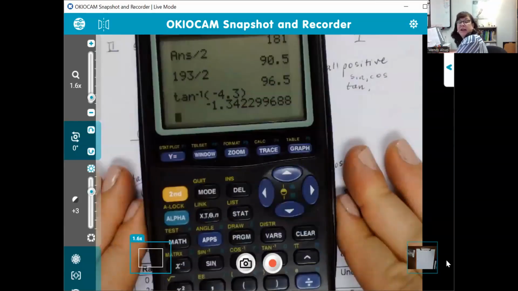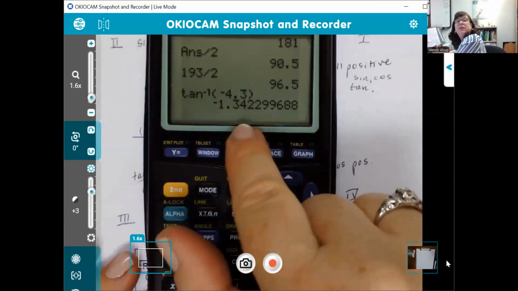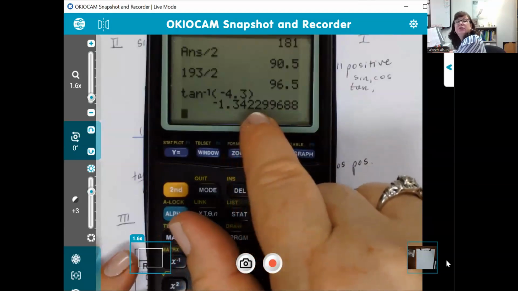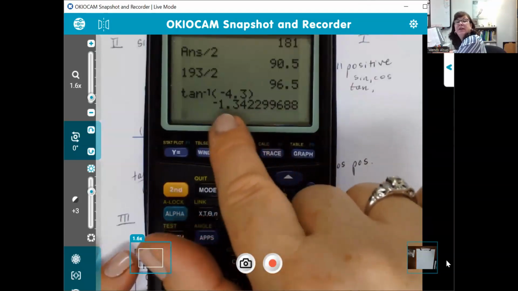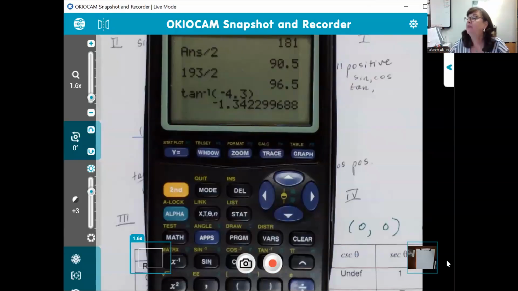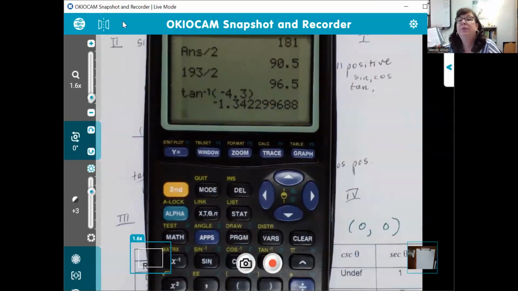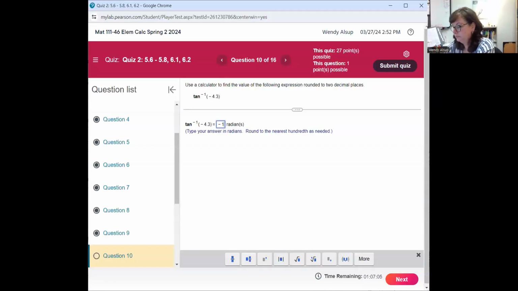So what do I get? I got negative 1.34. And they said to the nearest hundredth. So I got a 2 there. I'll have negative 1.34. Next.